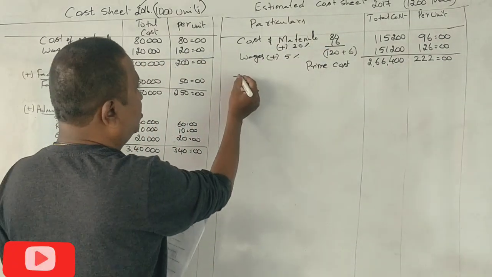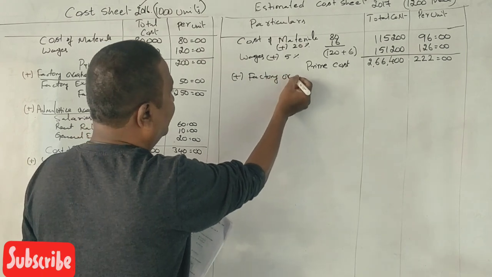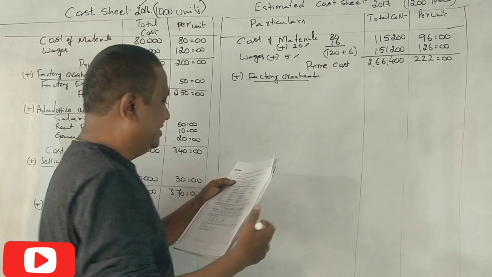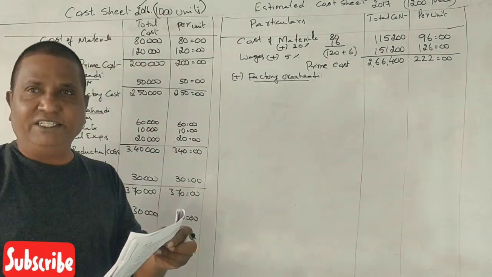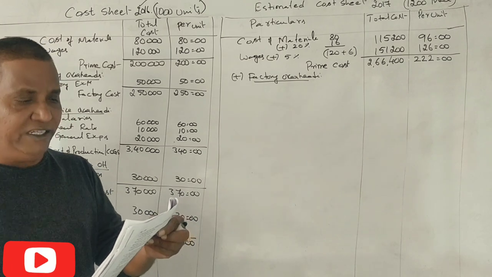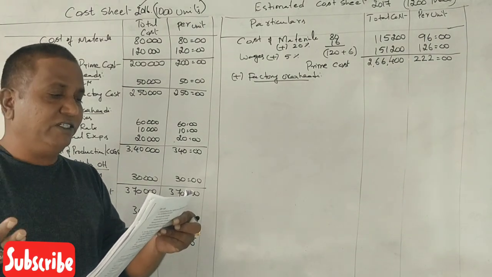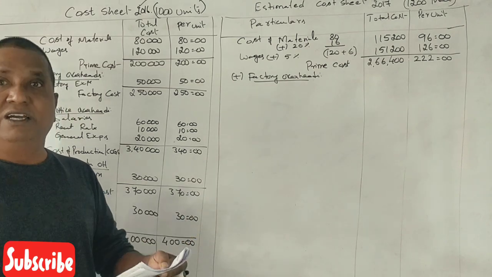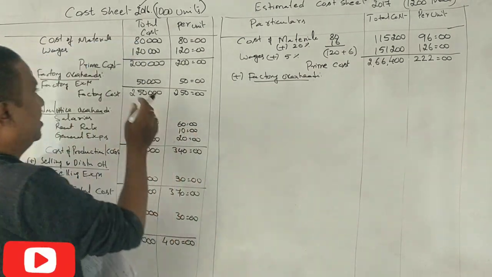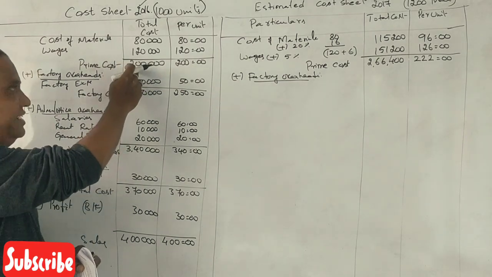To this, what is to be added? Factory overheads. See, for factory overheads an adjustment is given. Manufacturing expenses is nothing but factory expenses. Manufacturing expenses will rise in proportion to the combined cost of material and wages. What is the combined cost of material and wages? Look here, it is there.